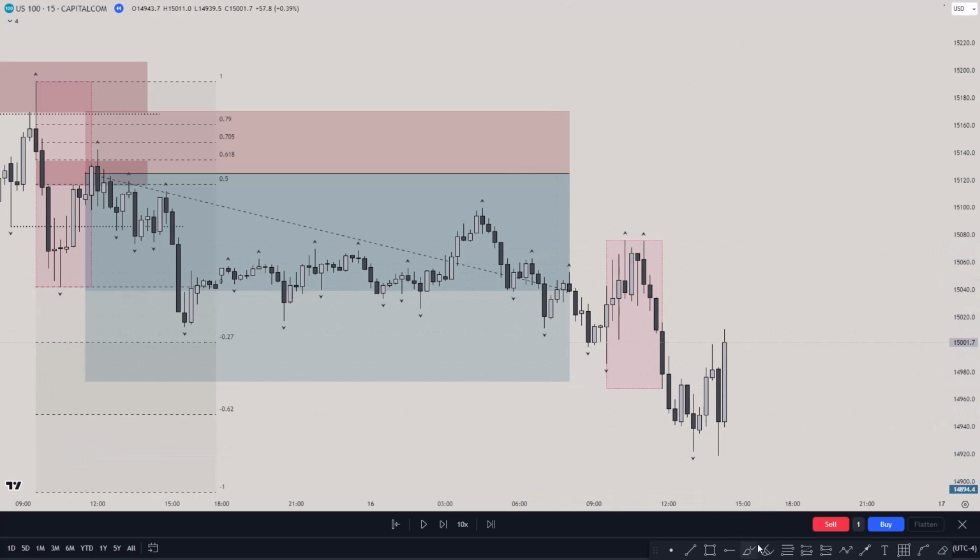So by taking a look at this, we can see that this was our Judas swing right here. This is our Judas swing. Price after that started to go lower. So there's a fair value gap here, there's a fair value gap here, a very small one, and another fair value gap here.